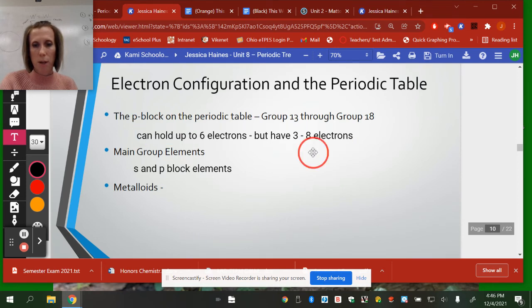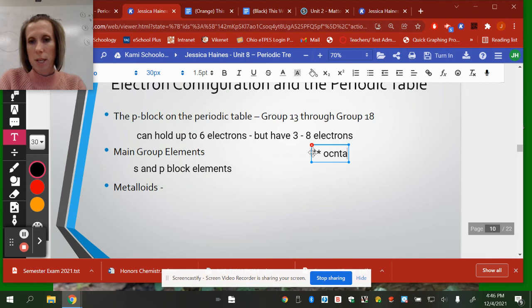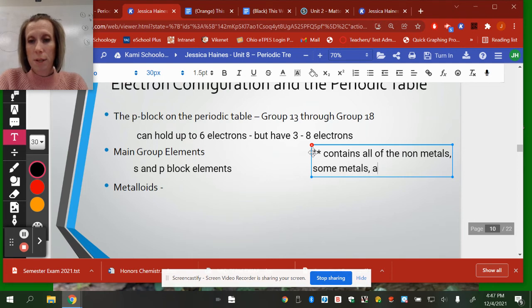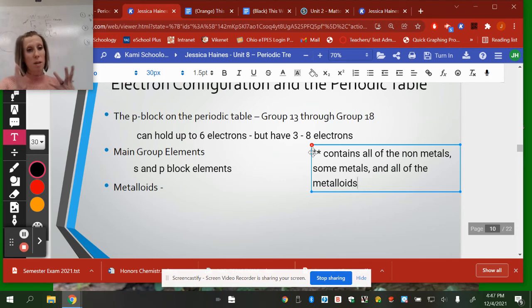Up here with the P block. Contains all of the nonmetals, some metals, and all of the metalloids. So it is a very unique mixture of things. It's got solids, liquids, and gases in it. It's got all the metals, nonmetals, and metalloids in it. Not all of the metals, obviously, but it's just a very fun mix of elements on the periodic table.